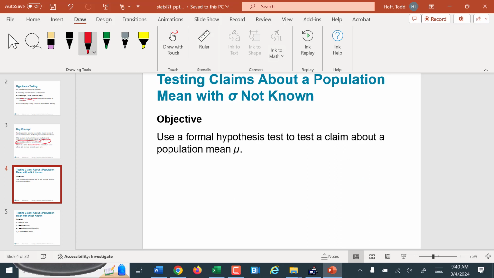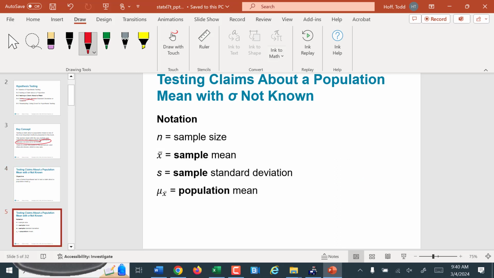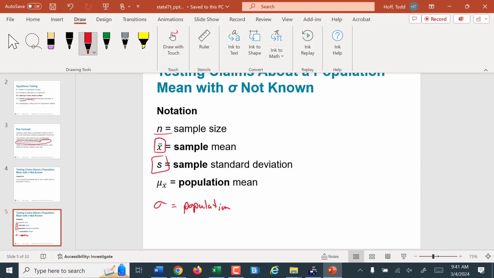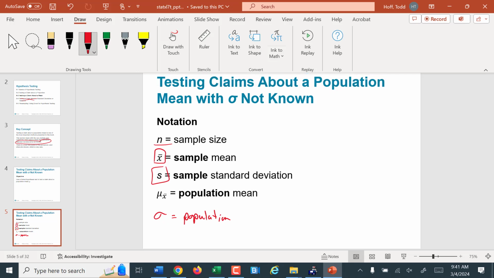So our objective is to do that formal hypothesis test about a mean. Our notation, n is our sample size. X bar, remember, is the mean of a sample. S is the standard deviation of a sample. Now, if it were a population, sigma is a population standard deviation. Many textbooks spend a lot of time talking about how to do a test if you have that population standard deviation before going over to what do you do if you don't. Well, in practice, 99% of the time you don't have it, so that's why we're going to look at just using the sample standard deviation.